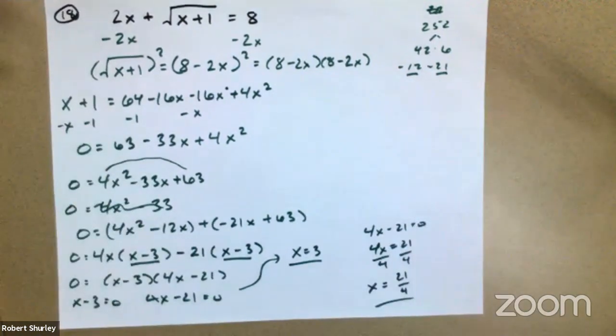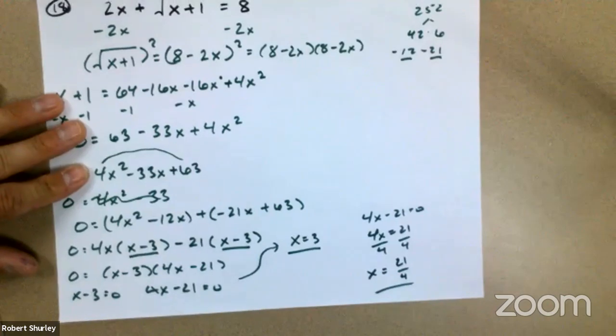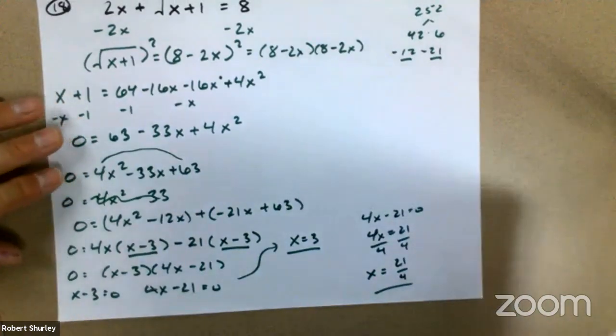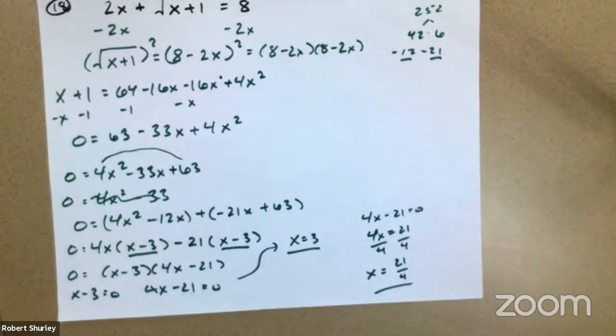I need a whole new piece of paper to check these. Okay, so now, hold on. I'm going to write this down. So I think one of the solutions is x equals 3, and the other one's 21 fourths. Okay, so I'm going to cover this up real fast. So if you want to write this down, I'll give you a minute, because I'm going to just check it, just to show you how to check it.